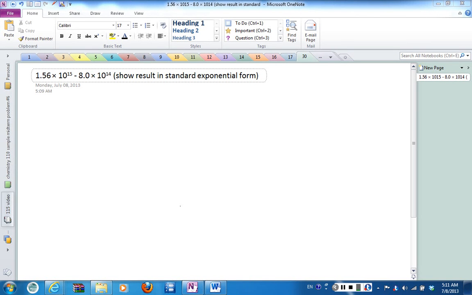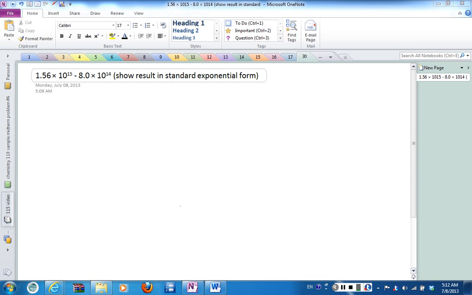Calculate the subtraction of two exponential numbers and show the result in standard exponential form. 1.56 times 10 to the 15th power minus 8.0 times 10 to the 14th. Alright, so this is subtraction, and we need to follow our subtraction rule.